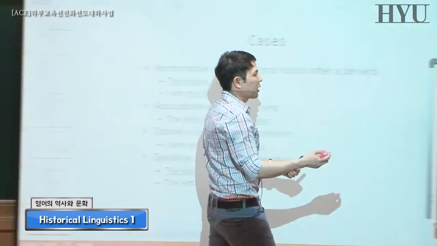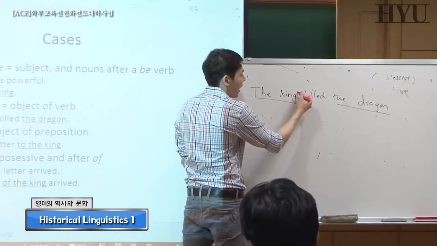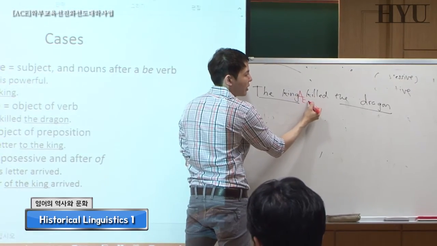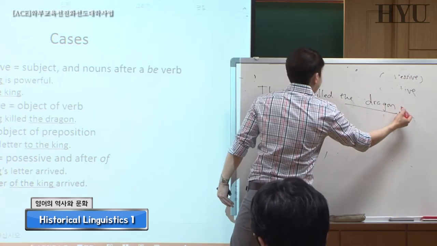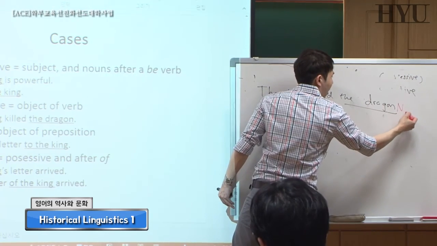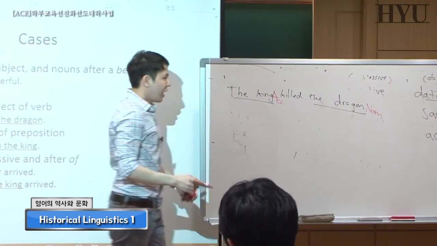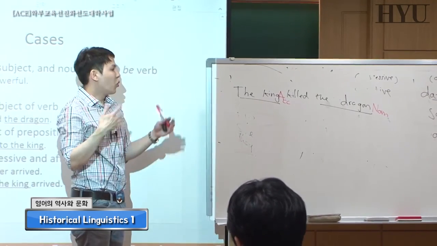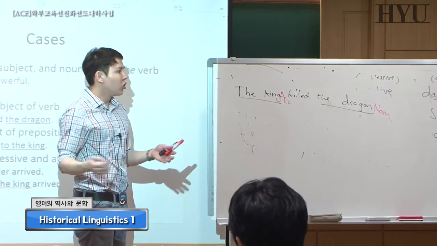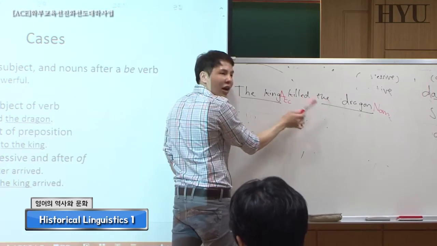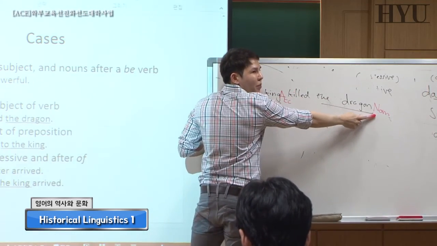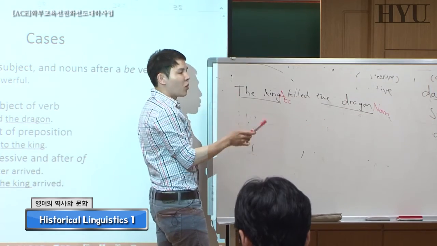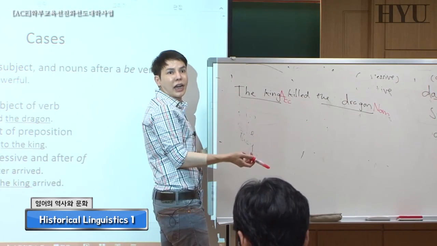So if I mark the king as accusative, right? And if I mark the dragon as nominative, like that. Now, do you know who killed whom? You know that wherever the dragon is, wherever the position, because it has that marking nominative, it has to be the one that killed the king and the king died, like that.